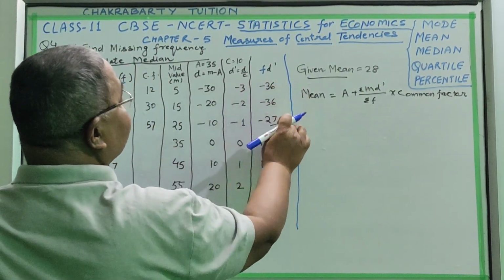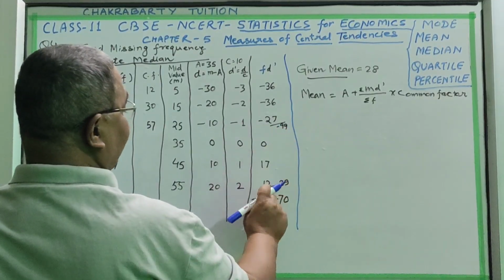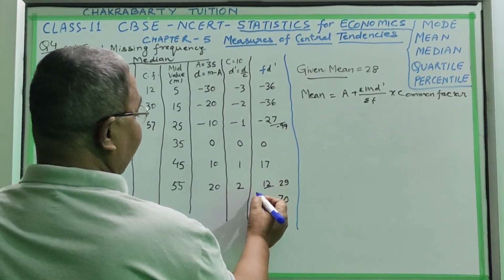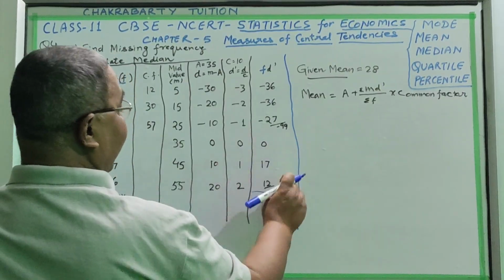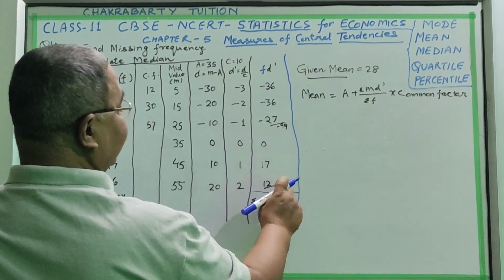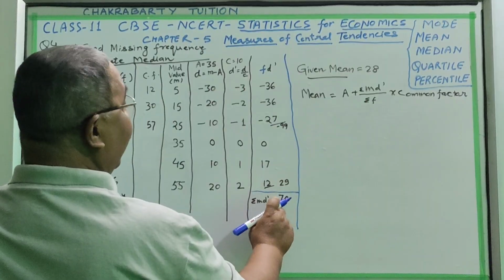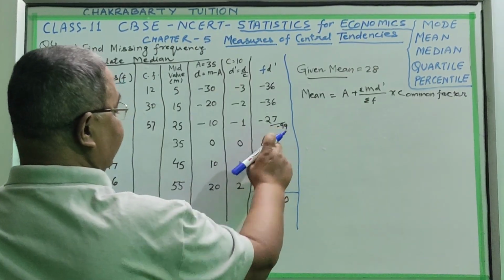Now you make a separate total for the minus figures and a separate total for the positive figures, and then you take the net of it. So the net is minus 99 and plus 29. So the sum will be minus 70 because the negative is the higher amount.